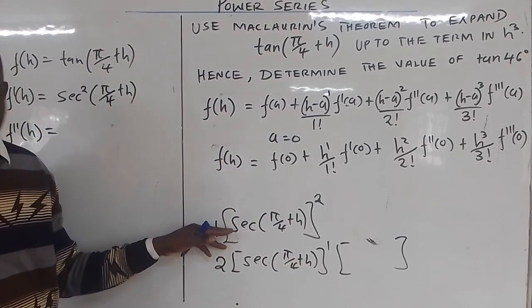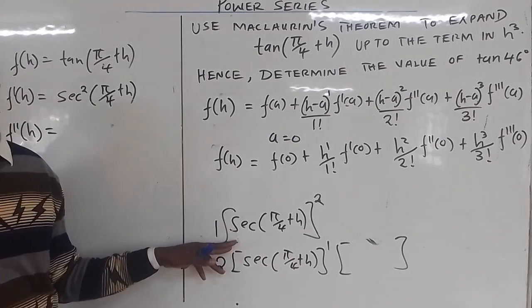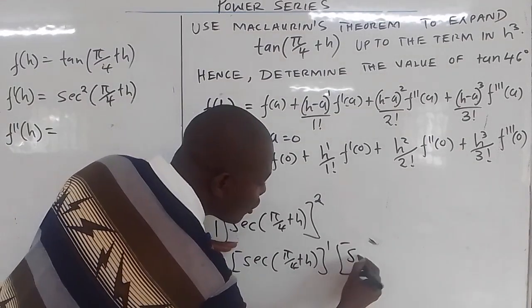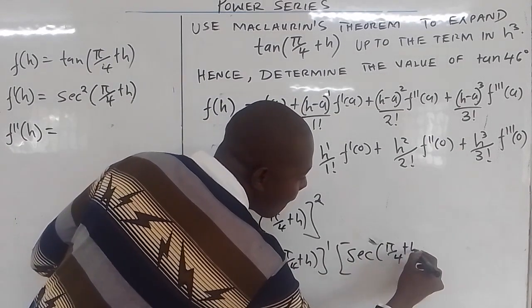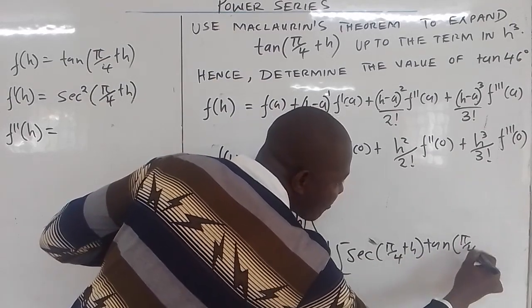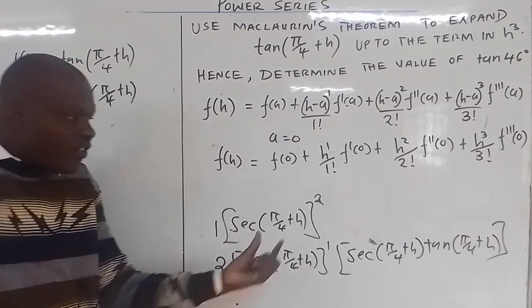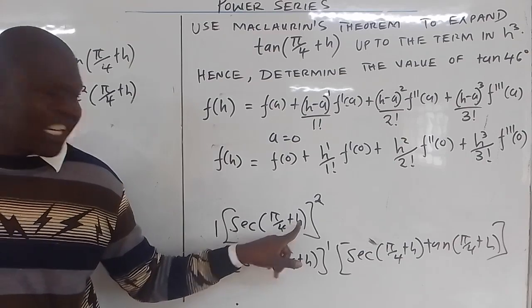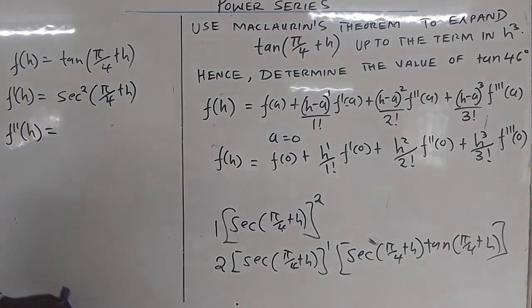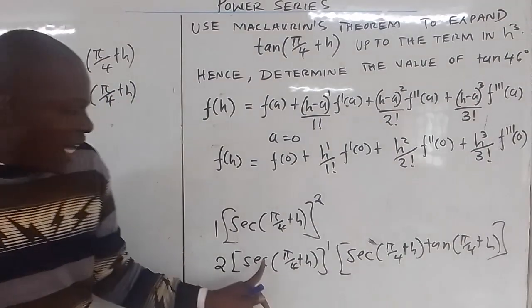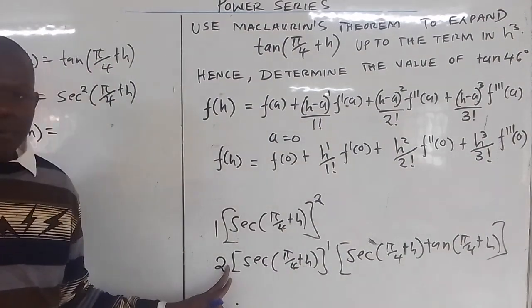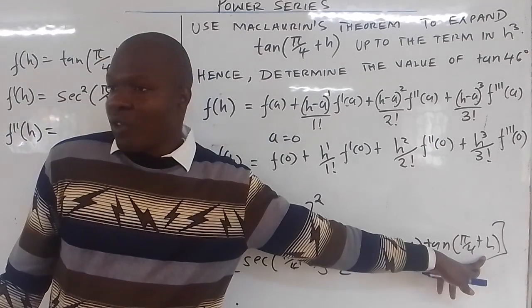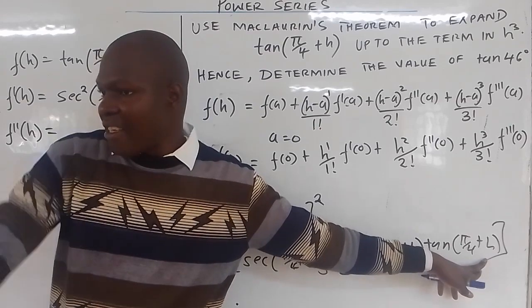Are you seeing that? If you differentiate this inner function, sec pi over 4 plus h, differentiating sec, you get sec tan. Meaning you get sec pi over 4 plus h tan pi over 4 plus h. Then if you differentiate the most inner, pi over 4 plus h, you get 1, because differentiating pi over 4 is 0, differentiating h, you get 1. So the outer function gave you 2 sec pi over 4 plus h, then the inner function gave you sec pi over 4 plus h tan pi over 4 plus h.